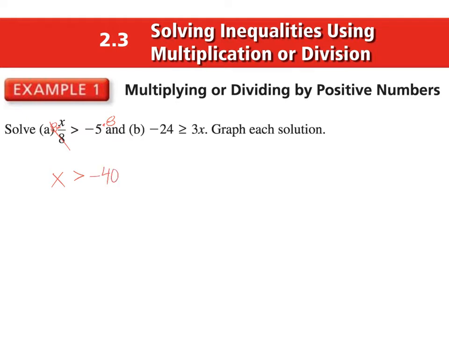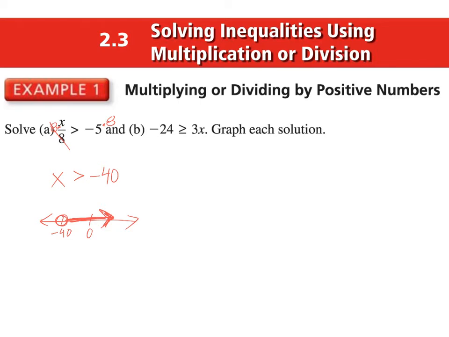And they want me to graph each solution as well. So here's 0, say here's negative 40, and it's greater than, there's no equal sign, so it's just an open circle, and it's greater than negative 40, so we're going to the right.